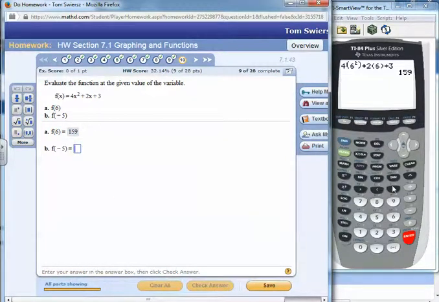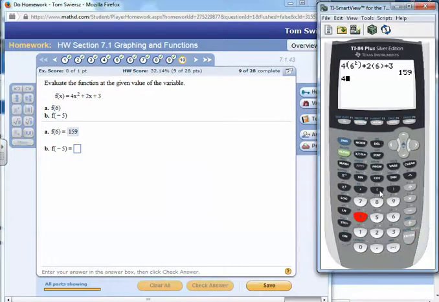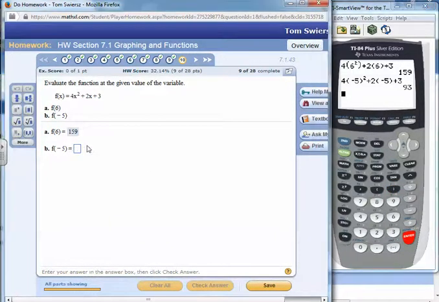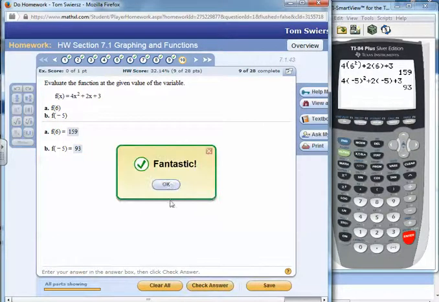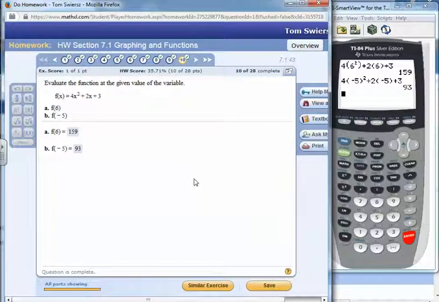And for a negative 5, we got 4, and then the base is negative 5, so we need the negative sign 5. We need a parentheses around simply negative 5. We need to square that, plus 2 times negative 5 plus 3 into our calculator, and we get the value 93. Okay? And there's our correct answer. Again, if you want to do it pencil and paper, you can do it also. Give it a try, but you can definitely do it on your calculator.